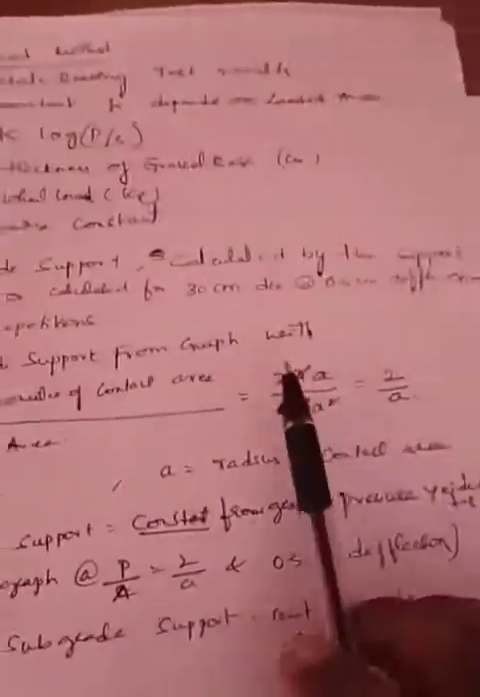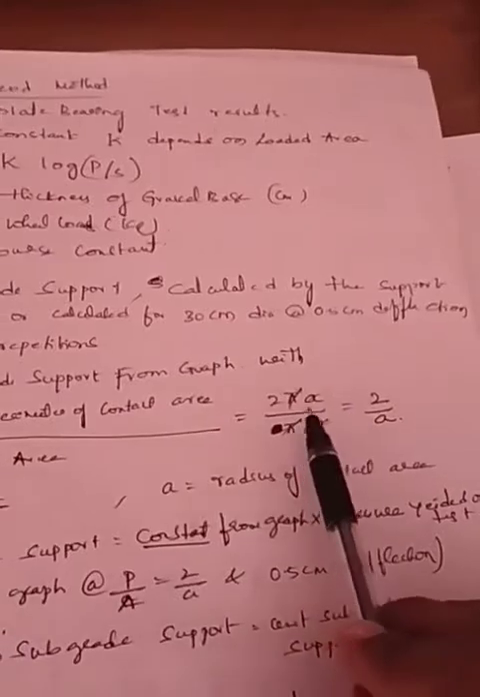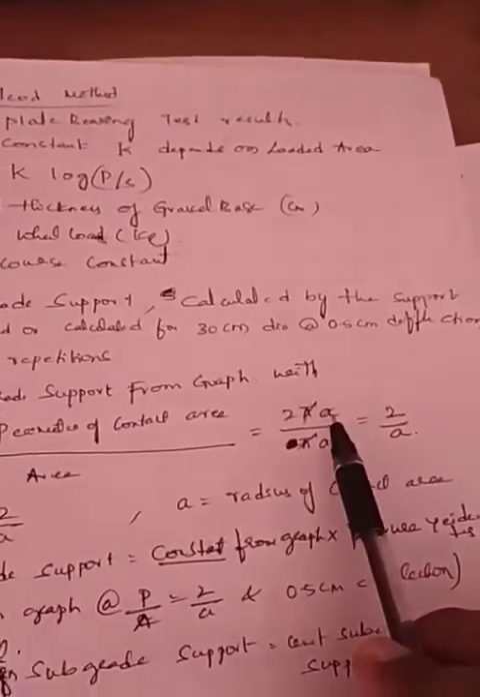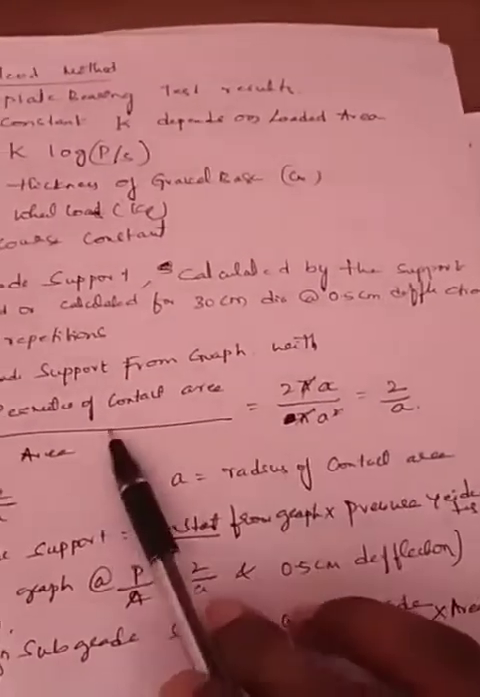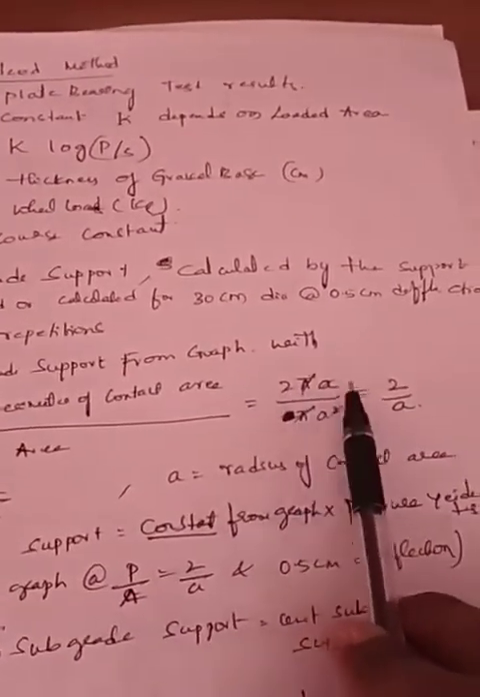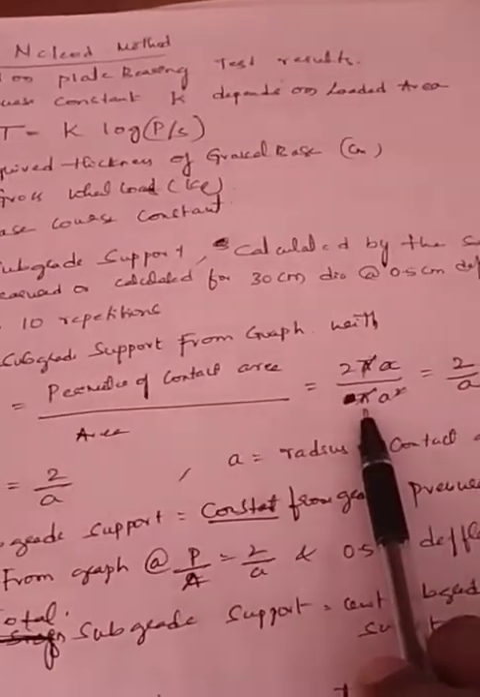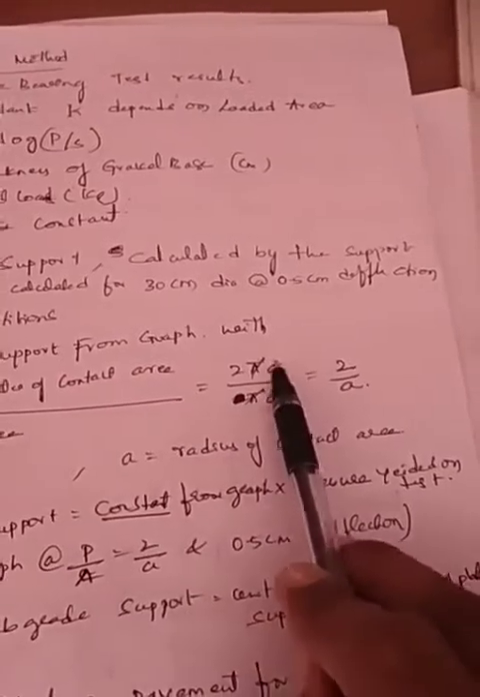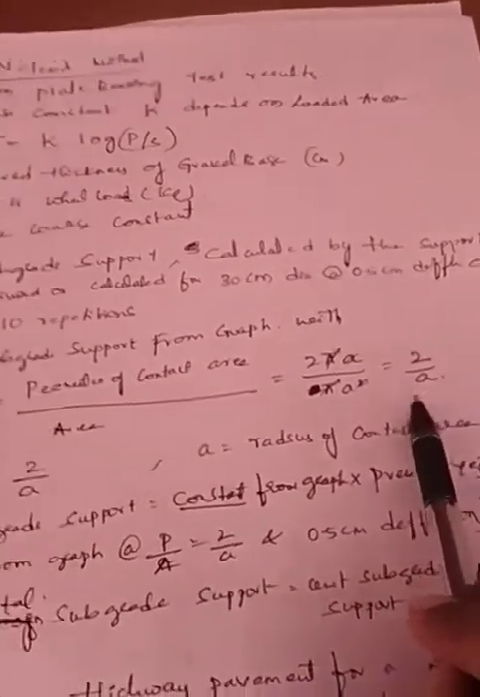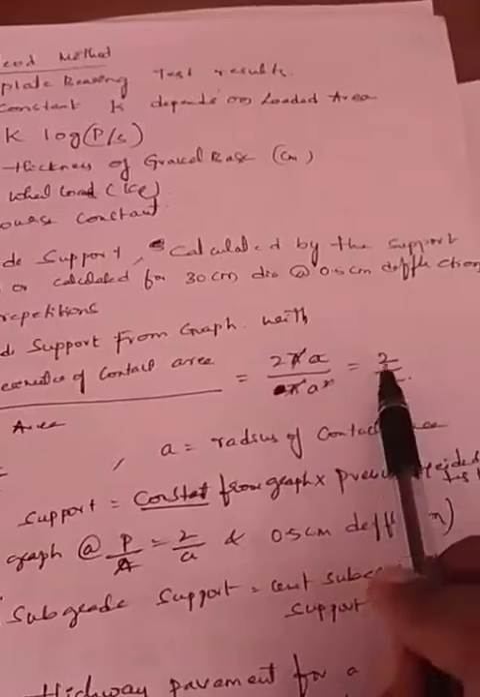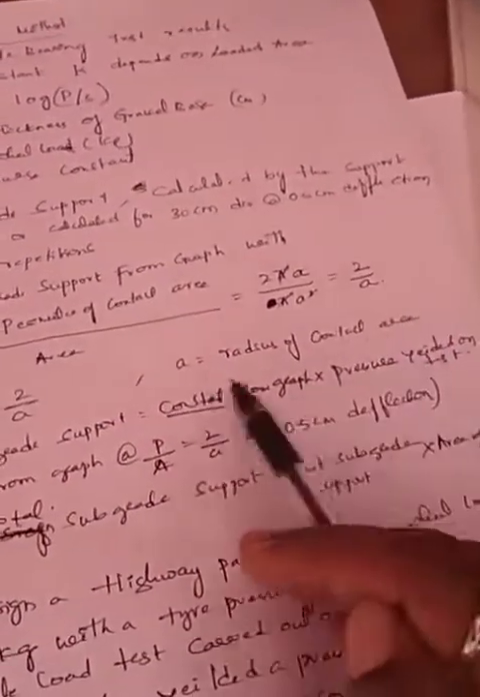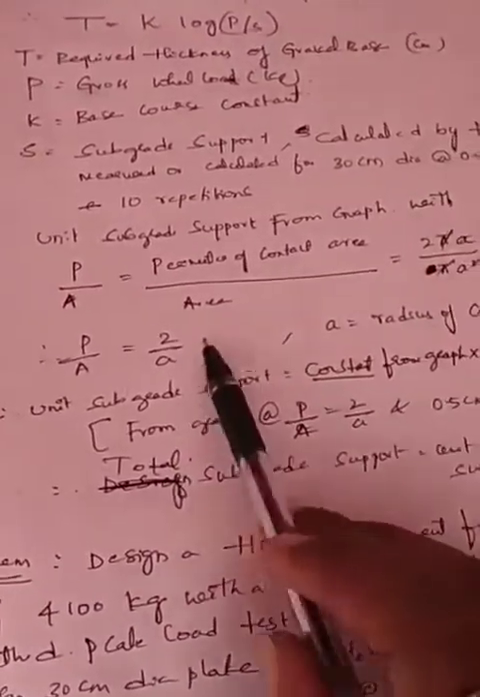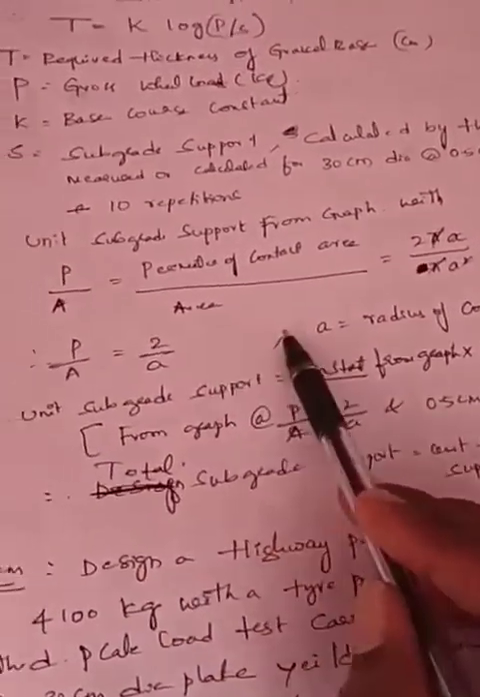area. Perimeter is given by 2 pi r. Here, instead of r, we are using a, the radius of the circular contact area. So the perimeter is 2 pi a divided by the area of the contact area, pi a square. Now pi cancels, one a cancels, and we are left with 2 by a. So the P by A ratio is nothing but 2 by a, where a is the radius of the contact area. P by A is equal to 2 by a. Once you get the value of P by A, you will get some value.